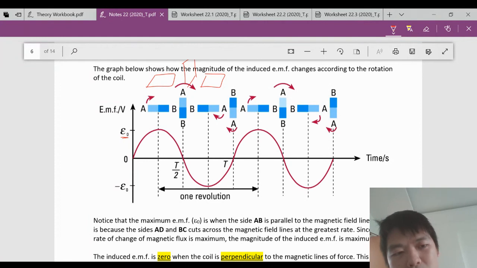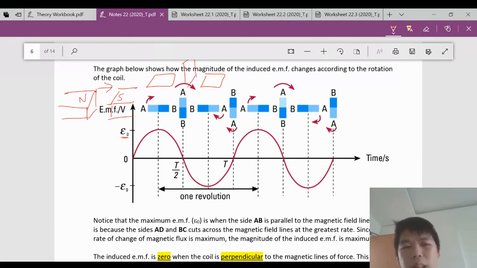So your magnetic field lines are here, north and south. So this is the magnetic field lines. In this case, your magnetic field lines are from north to south. If the side AB is parallel, so you can see this AB is here, and the magnetic field lines are here. If they are parallel, this is when there is maximum EMF.